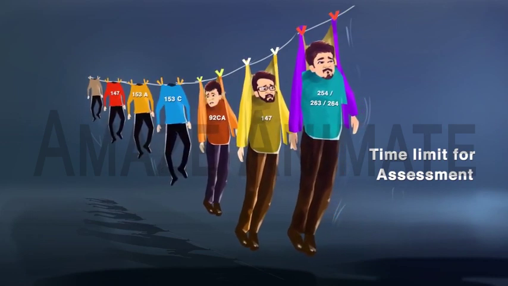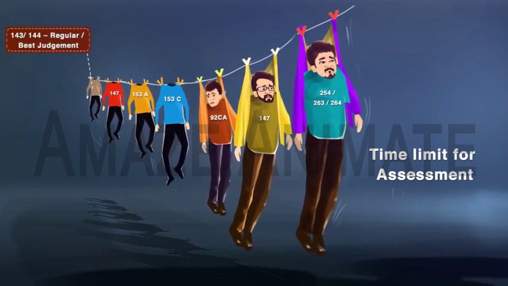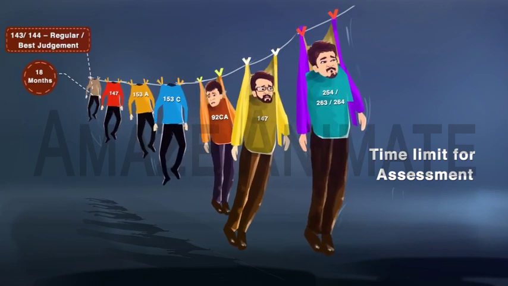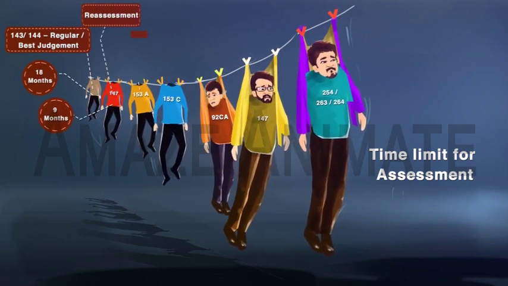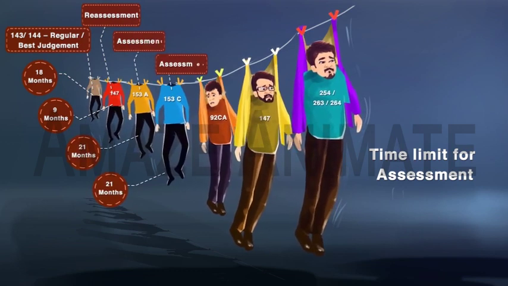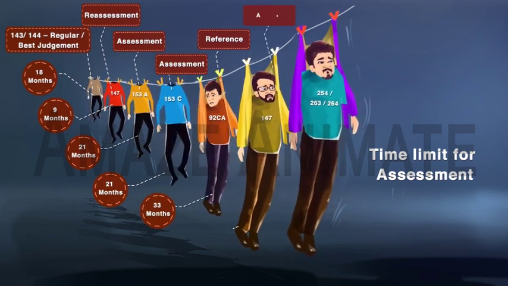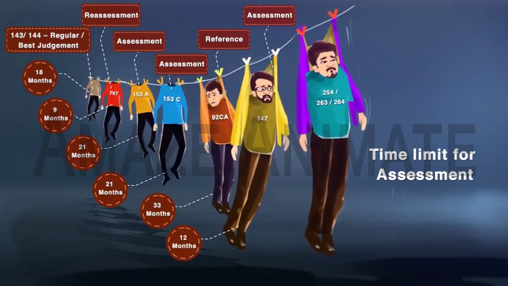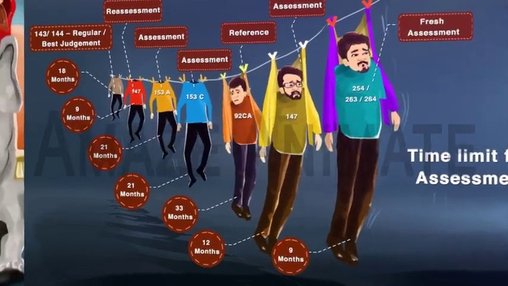Let's look at different sections dealing with time limit for assessment. Section 143 or 144, regular or best judgment assessment, is 18 months. Section 147, reassessment, is 9 months. Section 153A and C assessments, 21 months. Section 92CA, reference, is 33 months. Section 147 assessment is 12 months, and Section 254, 263 and 264 fresh assessments are 9 months.